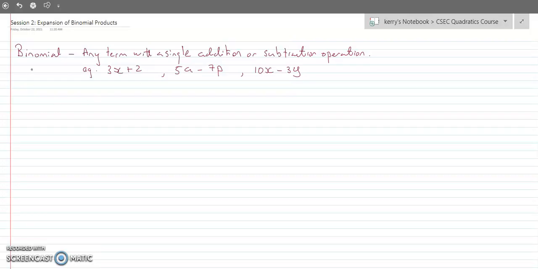So, what we want to learn in this session, hopefully we can finish it in 15 minutes, is how to expand binomial products. So, what we mean by this is, for example, if we go to expand one.